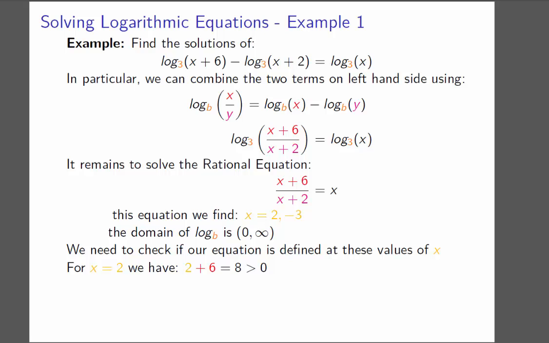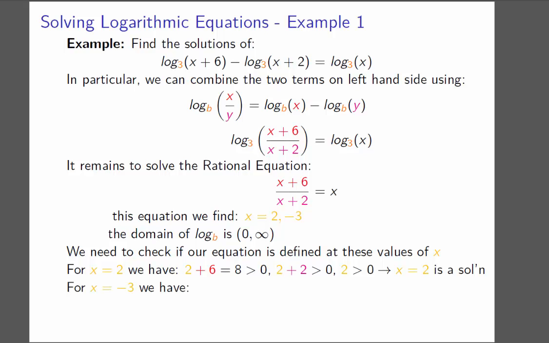In the second logarithm in our equation, we have x plus 2, which in this case is 2 plus 2, or 4, is positive as well. So our second logarithm is defined at x equals 2 as well. And finally, in the third logarithm, we just have x, which is 2, which is positive, which means that all of our logarithms are defined when x equals 2. So x equals 2 is indeed a solution.